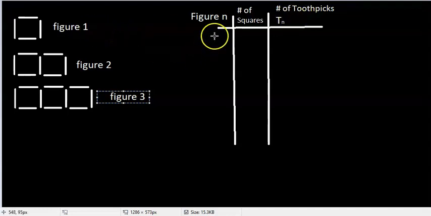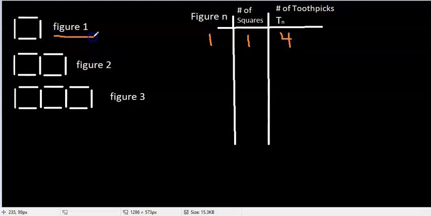For Figure 1, we'll go ahead and write Figure 1. The number of squares is 1. As you can see, 1 square. And the number of toothpicks is 1, 2, 3, and 4. That is for Figure 1. For Figure 2, we'll do the same. So it's Figure 2. We have 1, 2 squares. And counting the toothpicks, 1, 2, 3, 4, 5, 6, 7. 7 total toothpicks for that figure.